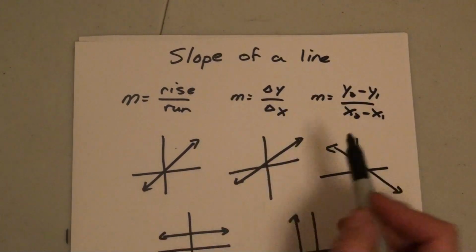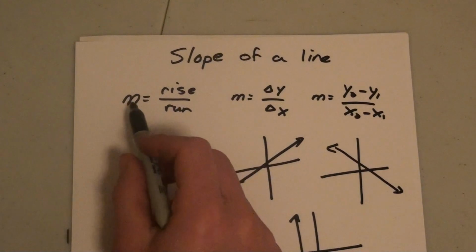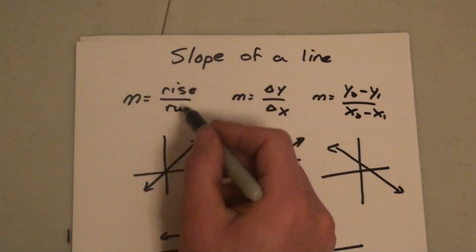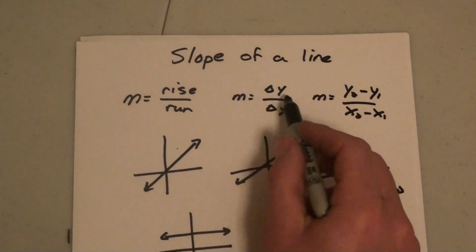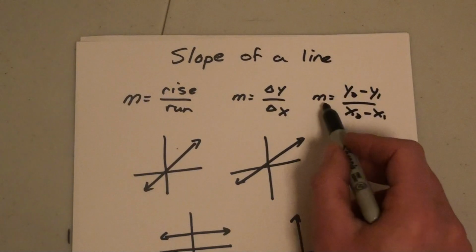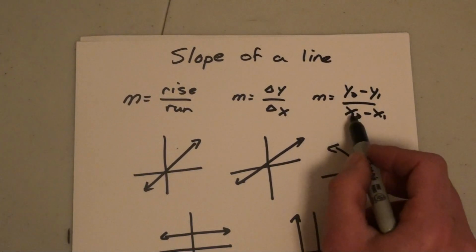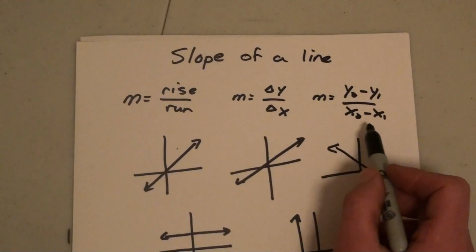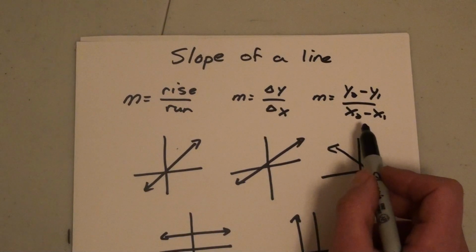Slope of a line, basically the steepness of the line, has three different formulas. Slope is referred to as m, so it's going to go m equals rise divided by run, or m equals delta y over delta x, which is your change in y divided by change in x, or m equals y2 minus y1 divided by x2 minus x1. All three of these will give you basically a numerical value for the steepness of a line.